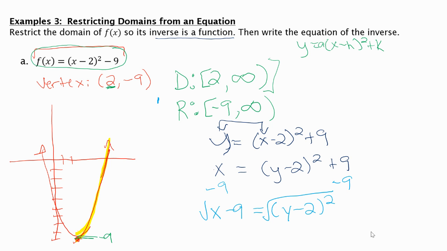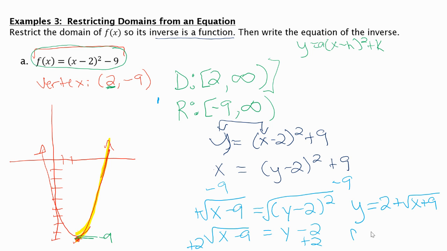Now, when we square root, we don't have to include the plus or minus because we restricted the domain so that we're not going to have any values that are going to be to the left side of the vertex. So I'm going to keep this as a plus now. I don't need to do the plus or minus anymore. I'm going to add 2. And so my inverse is now going to be 2 plus the square root of x plus 9, or the square root of x plus 9 plus 2. Either one works. And then that would be my inverse.